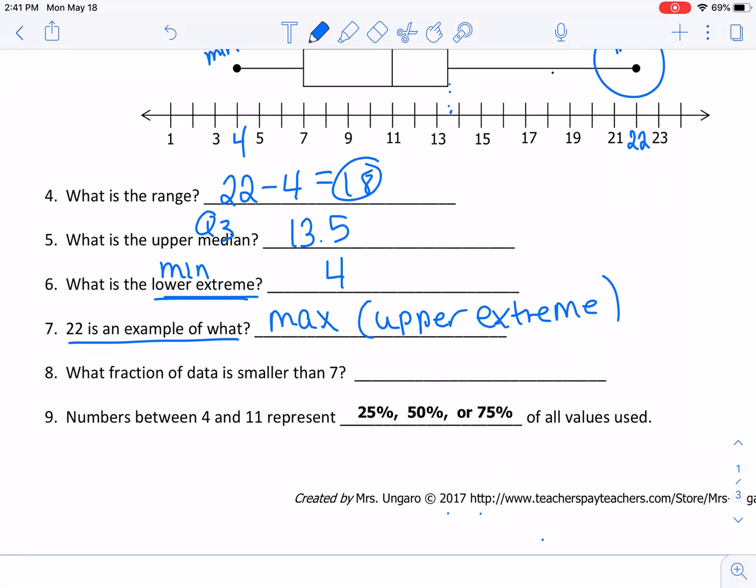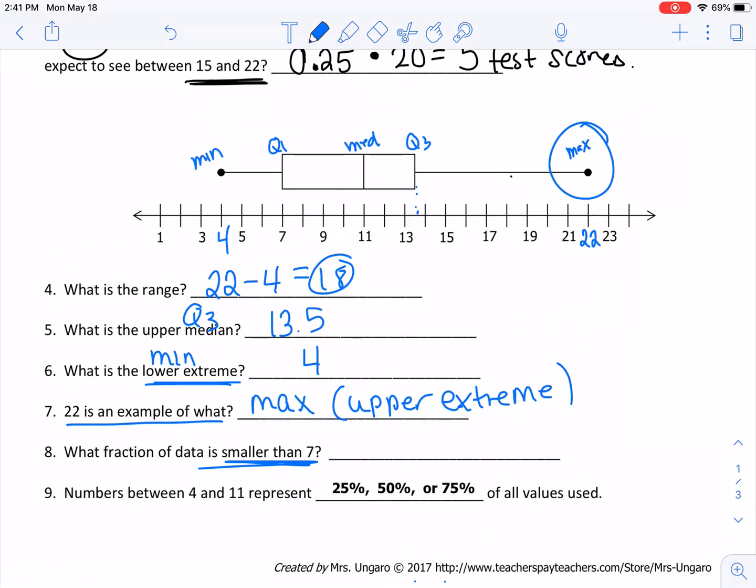What fraction of data is smaller than 7? So here's 7. What fraction is smaller? Well, this is 25% of the data. 25% is equivalent to 1/4. Here's a fourth, here's a fourth, here's a fourth, and here's a fourth. So what fraction of the data is smaller than 7? 1/4.